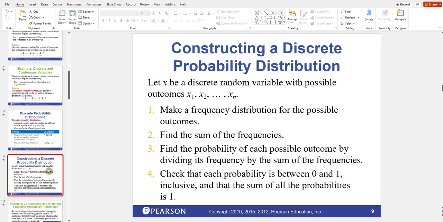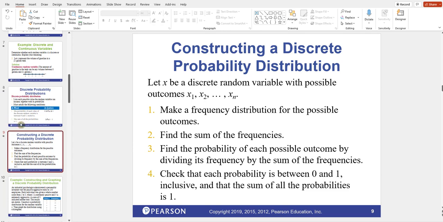So let's talk about how to construct a probability distribution. We'll let X represent the discrete random variable with possible outcomes x1, x2, all the way to xn. We're going to make a frequency distribution for the possible outcomes, and then we're going to find the sum of the frequencies. We're going to find the probability of each possible outcome by dividing its frequency by the sum of the frequencies. And then you're going to check whether each probability falls in between 0 and 1, and you're going to add up the probabilities to see if they add up to 1.